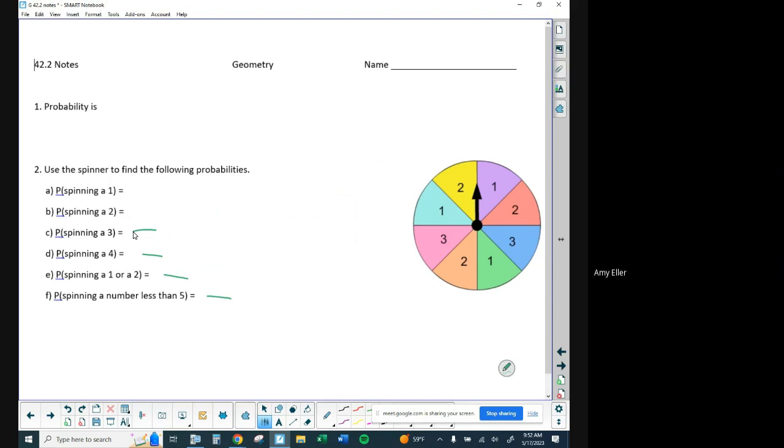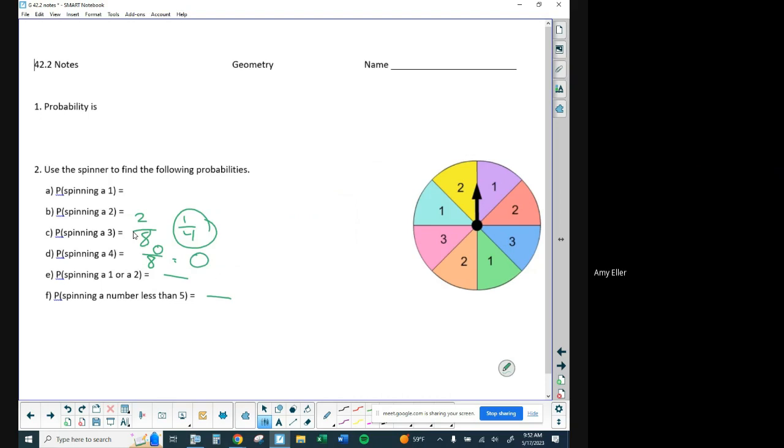Part C, spinning a 3. There are 2 3s. There's a total of 8 numbers. That simplifies to a fourth. Letter D, spinning a 4. There are 0 4s. That simplifies. Use your calculator if you need to. 0 divided by 8. Kendall, let me know what you get, please. 0. Please always simplify.